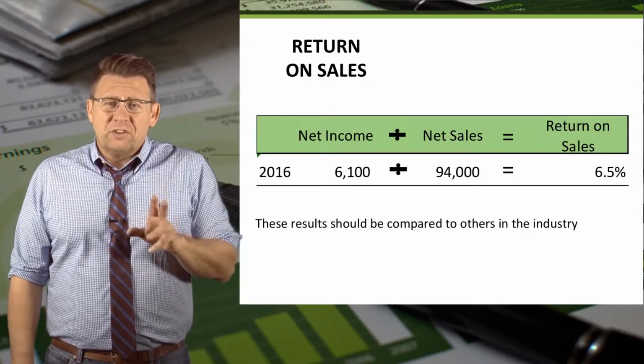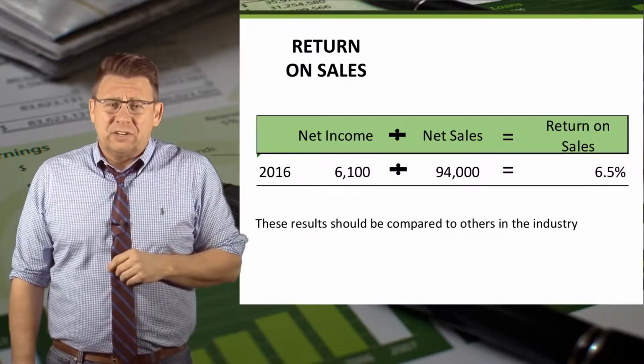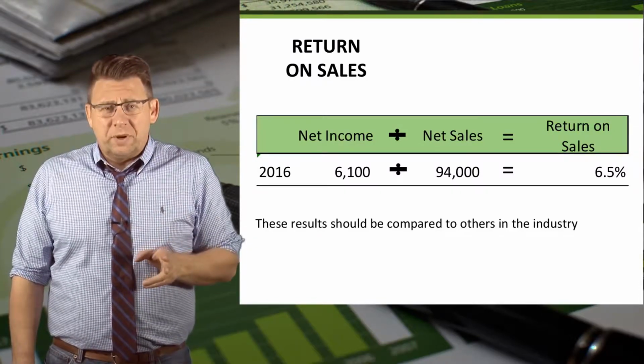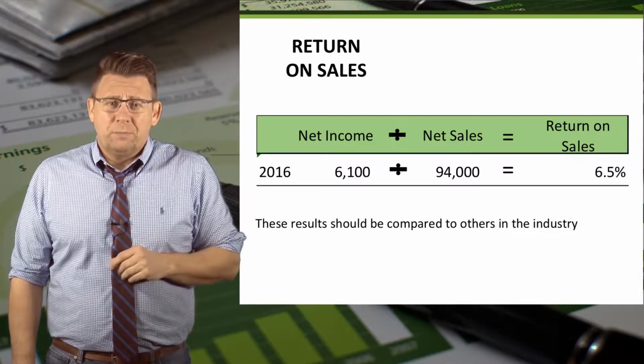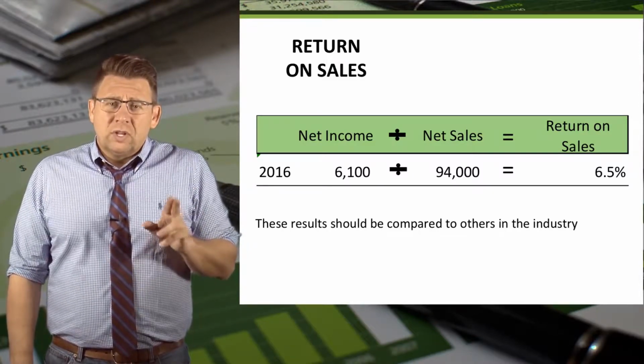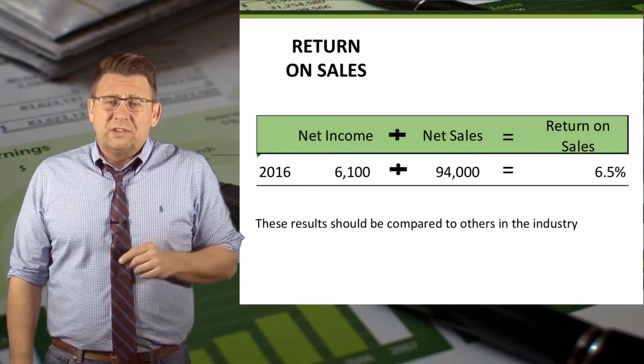The result of this ratio varies significantly by industry. Pharmaceutical companies will have much higher return on sales than food processors, for example. This result is much more comparable within its own industry.